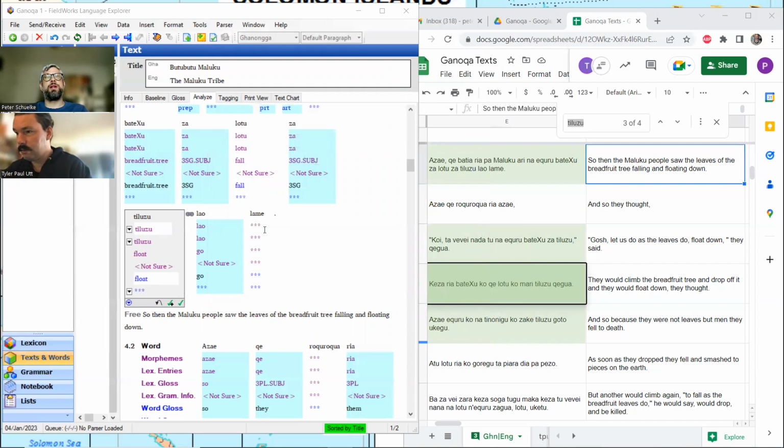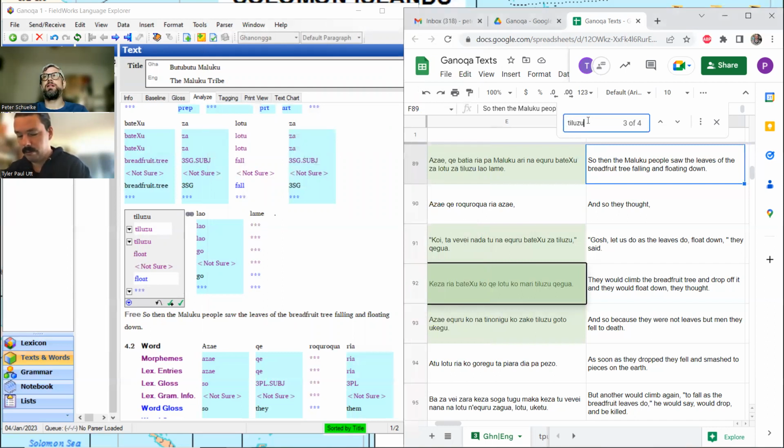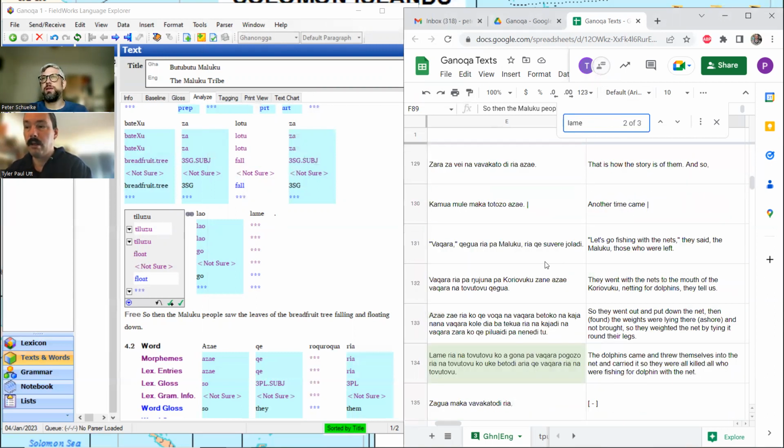There is a bunch of them. When you live on an island chain, an archipelago, there's a lot of specific words for this stuff. All right, do we want to solve Lame or do you want to skip to Ta? Let me look for Lame. The dolphins came and threw themselves into the net and carried it, so they were all killed, all who were fishing for dolphin with the net. Oh wow, they tried to fish the dolphin with the net, and the dolphin dragged the people into the ocean, it sounds like. And that is Lame.